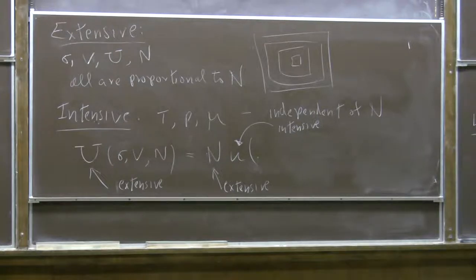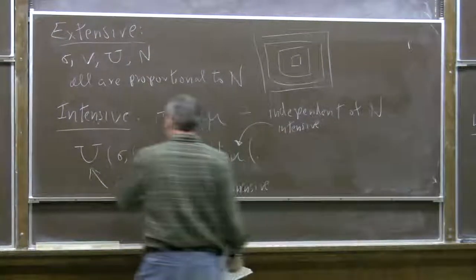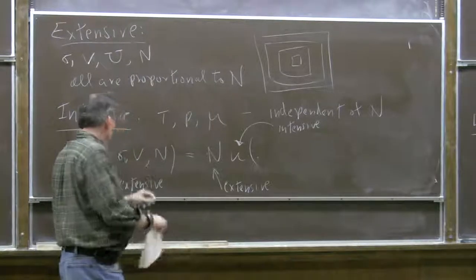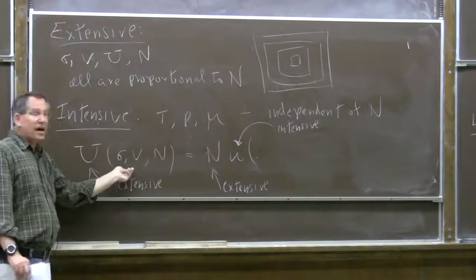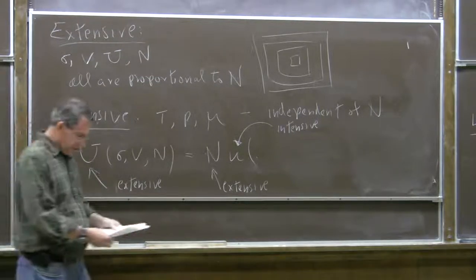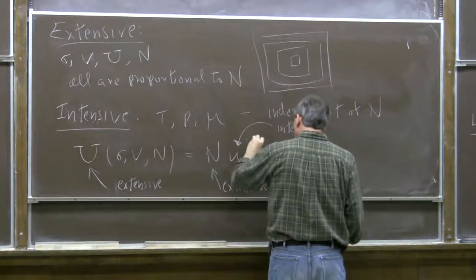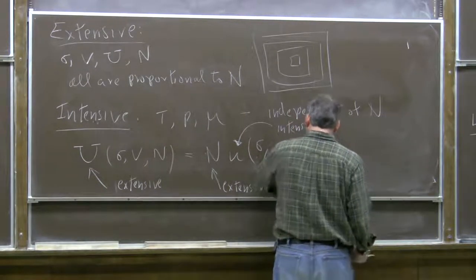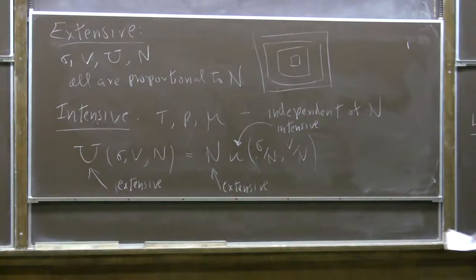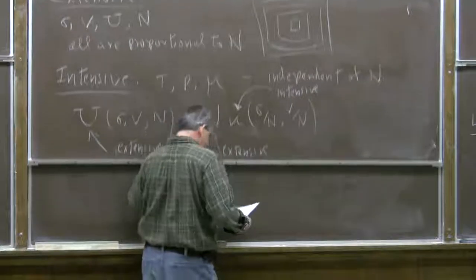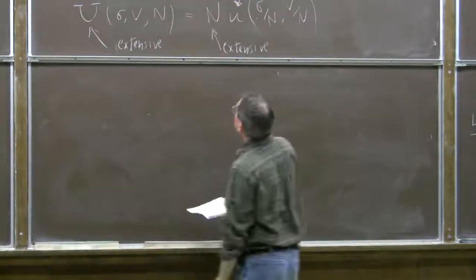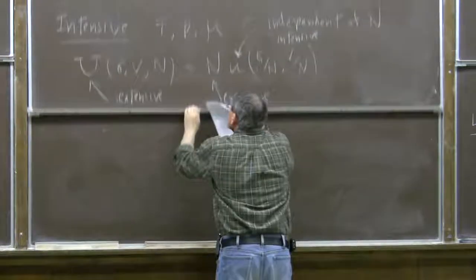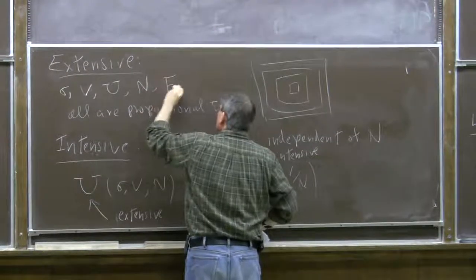Because it's intensive, I can write it as a function of quantities that are intensive. This quantity doesn't care how big the system is. So it's a function of sigma, V, and n, but it's only a function of the size-independent ratios of these quantities. So I can think of it as a function of the entropy per particle, sigma divided by n, and the volume per particle, V divided by n. Okay? And, of course, I can say the same thing about free energy or Gibbs free energy, which I can add to my list of extensive quantities.